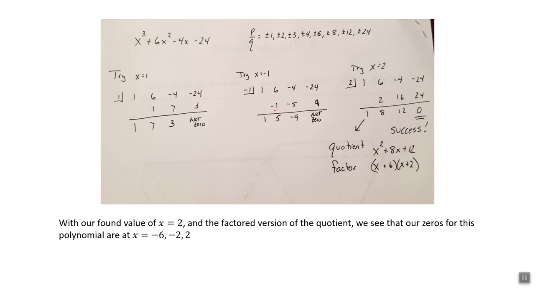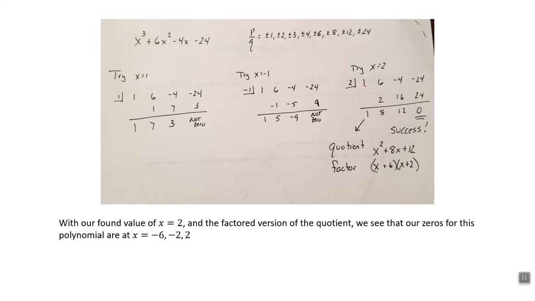Negative 1 times 1 is negative 1. We'll add straight down and get 5. 5 times negative 1 is negative 5. We'll add straight down to get negative 9. Negative 9 times negative 1 is positive 9. Add straight down, it is not 0. It doesn't matter what it is. It's not 0. Tried 1, tried negative 1, so now I'm going to try 2.